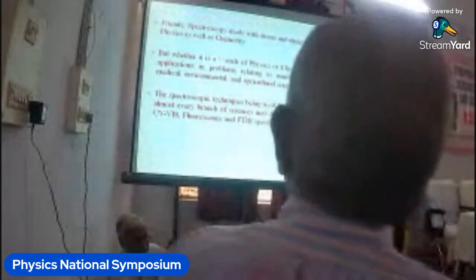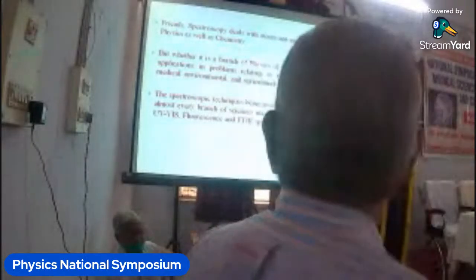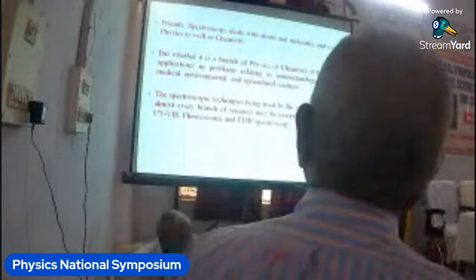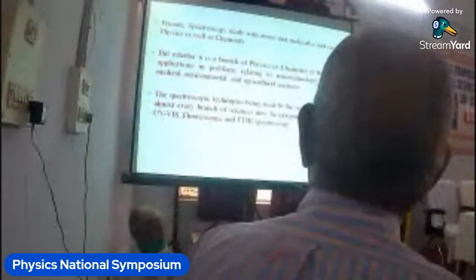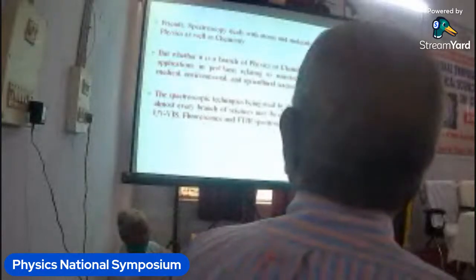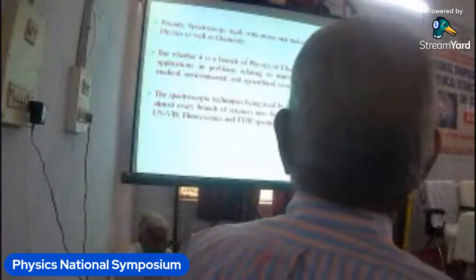Here you see, spectroscopy deals with atoms and molecules, covering physics as well as chemistry. But whether it is a branch of physics or chemistry, it has potential application in problems relating to nanotechnology, biological science, medical science, environmental science, and agricultural science, and so forth. As I said, the common spectroscopic techniques may be categorized as Raman spectroscopy, infrared spectroscopy, UV visible spectroscopy, fluorescence spectroscopy, FTIR spectroscopy, and so forth.